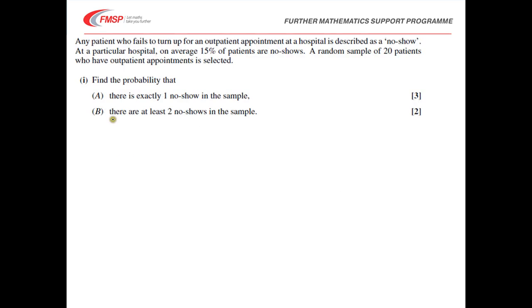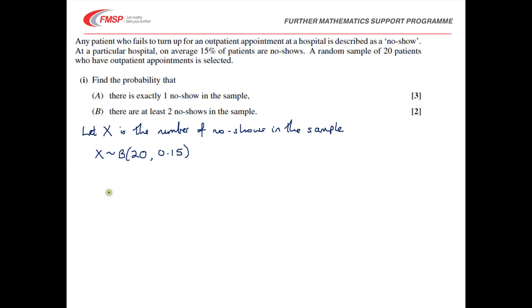Okay, to start with, it's straightforward binomial distribution calculating probability. So we'll define X as the number of no-shows in the sample. X is binomially distributed, sample size 20, probability of a no-show 15%, so 0.15. And then part 1a, probability X equals 1.